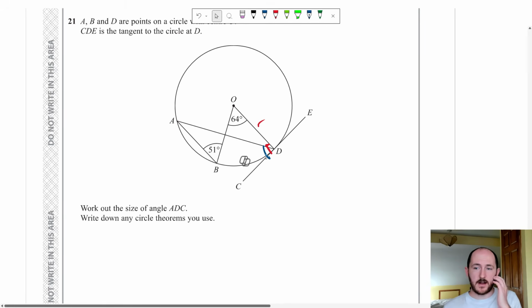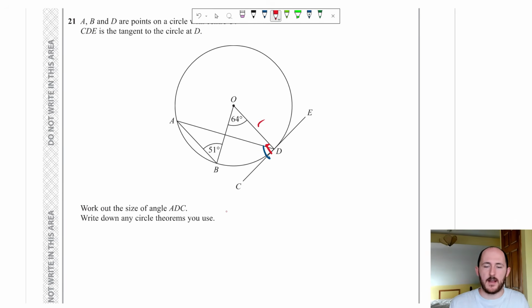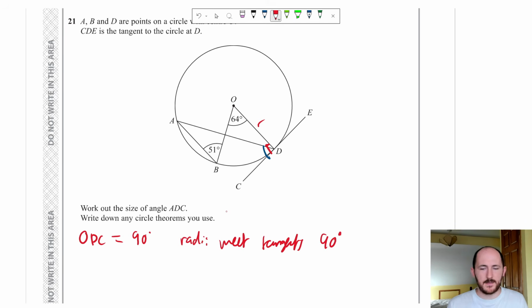By the way, if I write that ODC equals 90 degrees because radii meet tangents at 90 degrees, that's given me marks already, right? Even though I might not necessarily know what I'm doing. I mean, I do, obviously. But even if I don't, I'm still getting marks, even if I haven't got the answer yet, which is beautiful, right? And this is a 4-mark question.